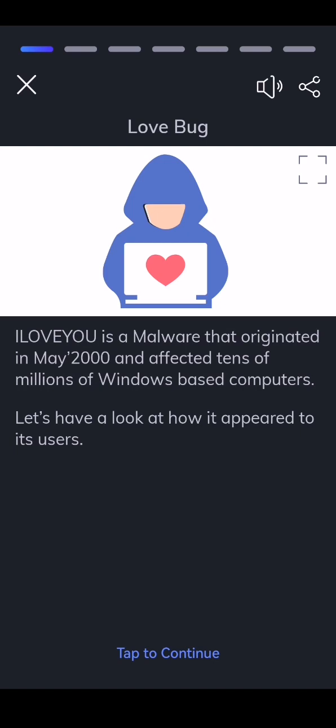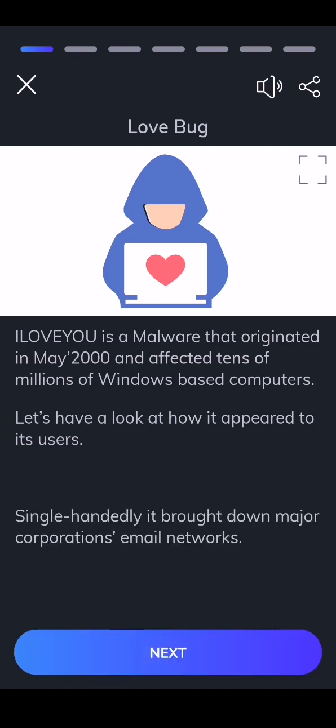I Love You is a malware that originated in May 2000 and affected tens of millions of Windows-based computers. Let's have a look at how it appeared to its users. Single-handedly it brought down major corporations' email networks.